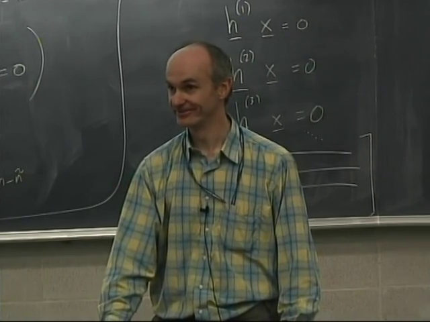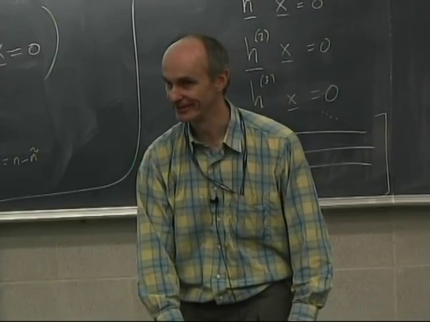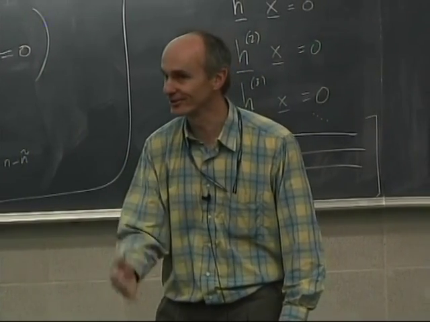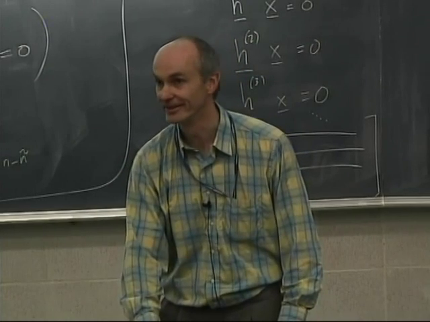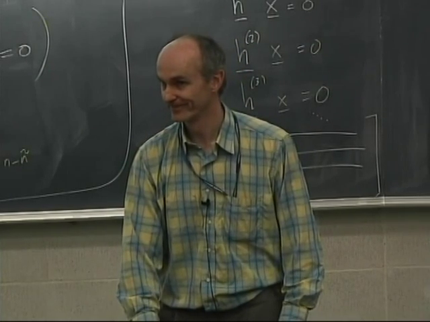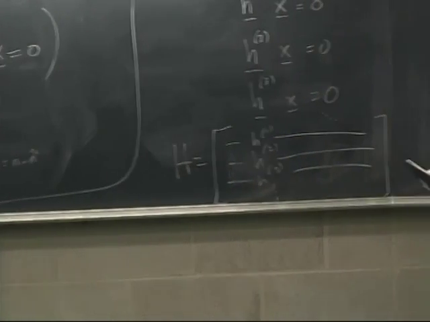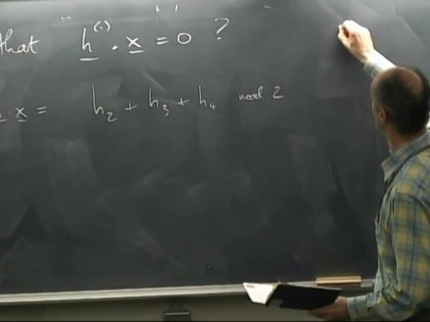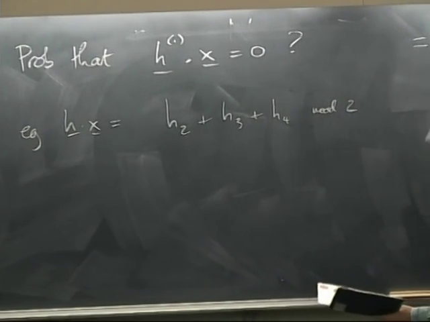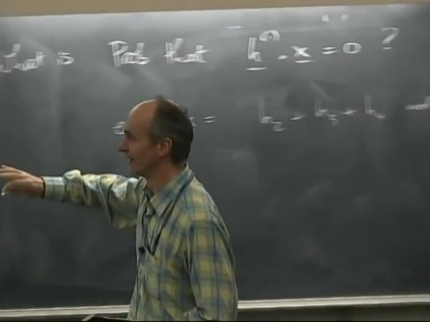Does that depend on how many coins I added up? No, because if I toss just one of them, it's 50-50 whether it's odd or even. And if I give you any number, whether it's odd or even, and now I flip another coin and I add that to get an odd or an even number, it's still 50-50. Okay? So the answer is the probability that the top row times x gives you zero, that probability is a half. And that's true for any x.